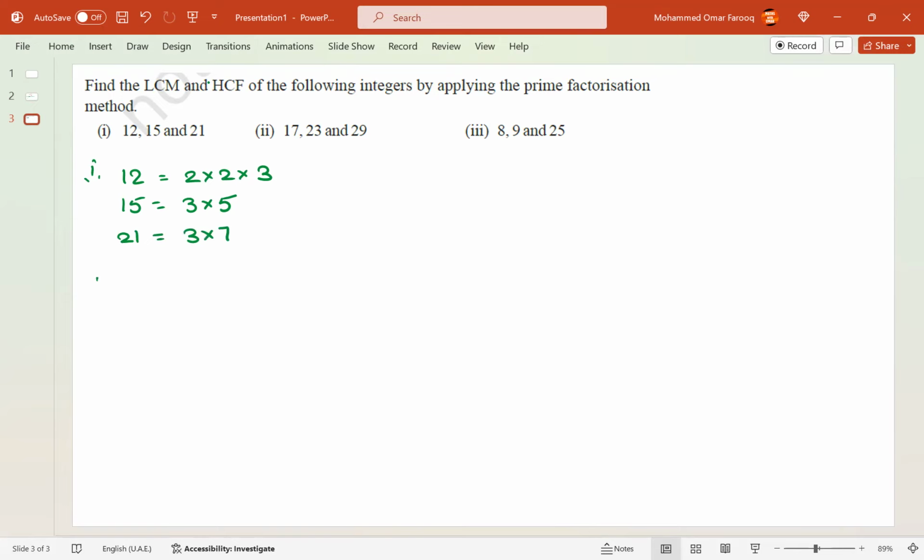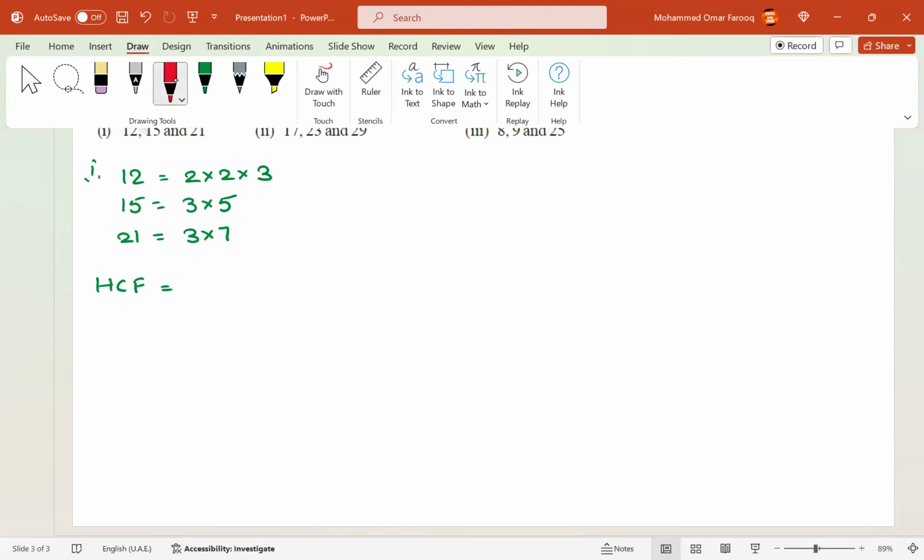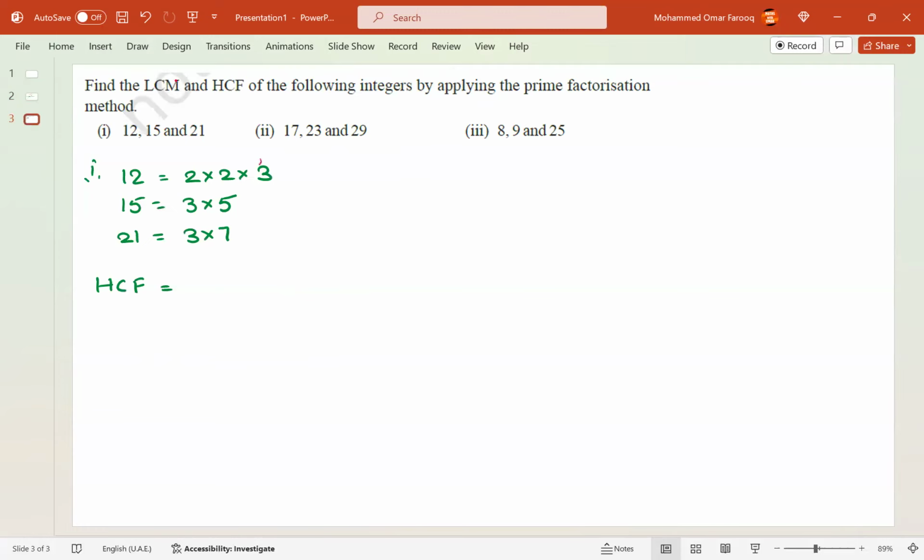Now, how to find the highest common factor? In order to find the highest common factor, my dear students, please remember that we have to take the prime factor which is common in all the three. So here we have only 3. Therefore, the highest common factor is 3.